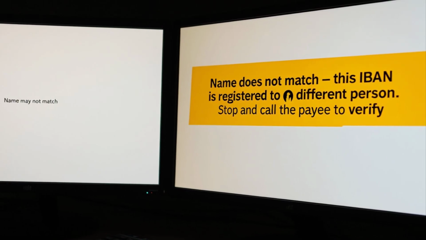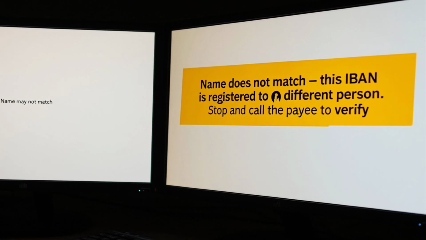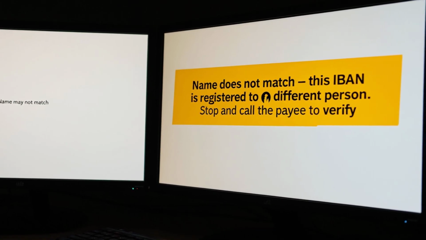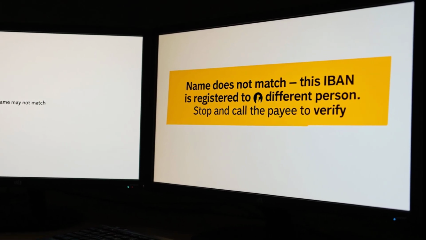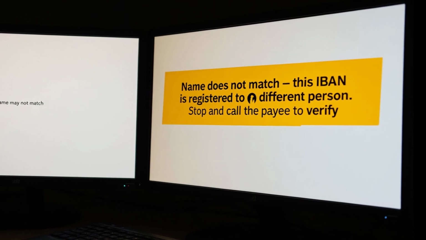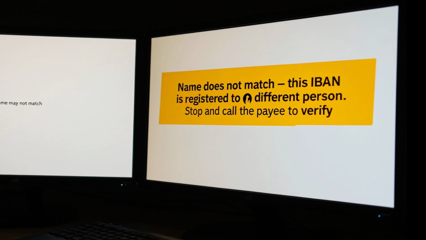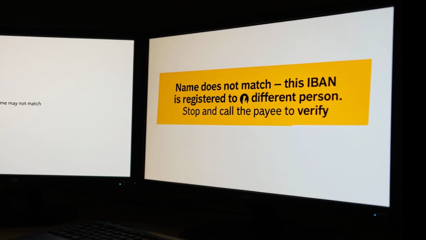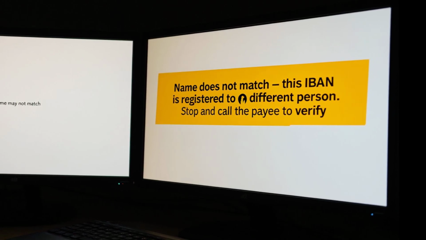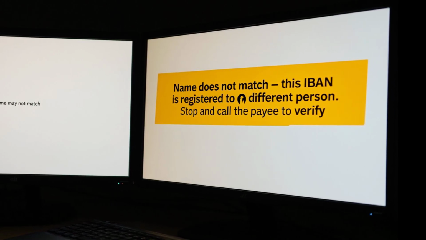A vague, low-prominence warning, "We could not fully verify the payee name" in small gray text, is easy to dismiss and provides almost no fraud protection. A specific prominent warning that explains what mismatch means, why it matters, and what action to take. That is what PSR expects and what supervisors will evaluate.